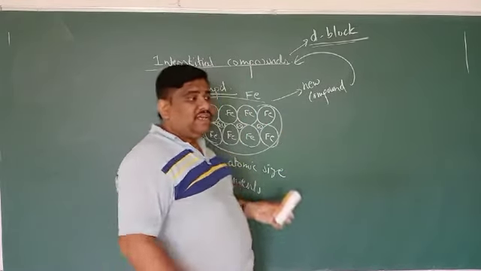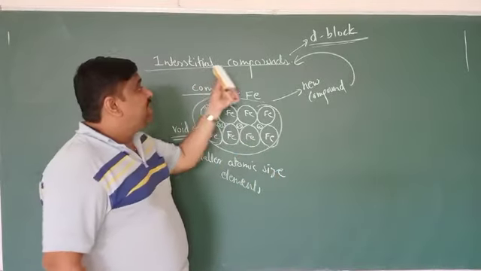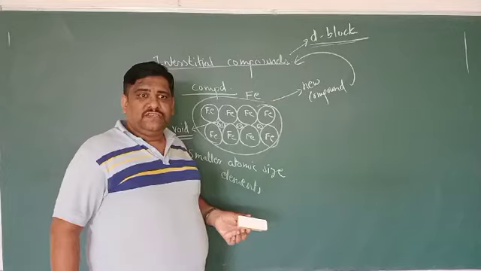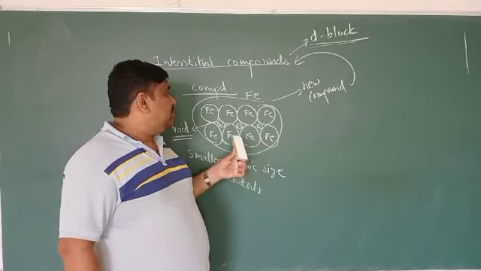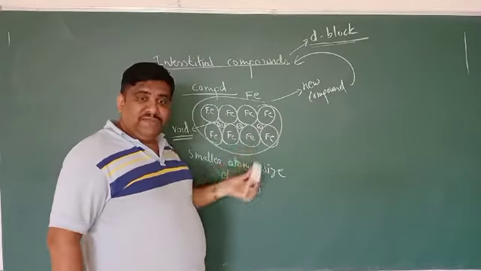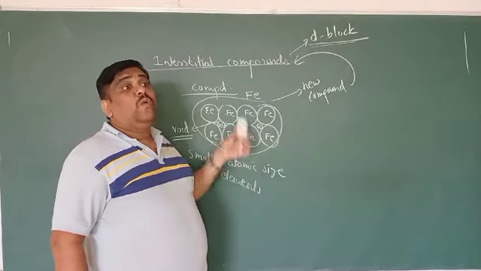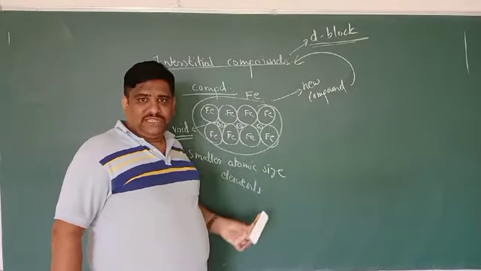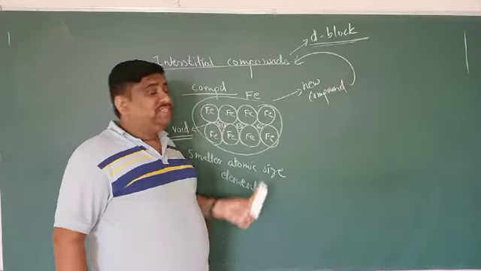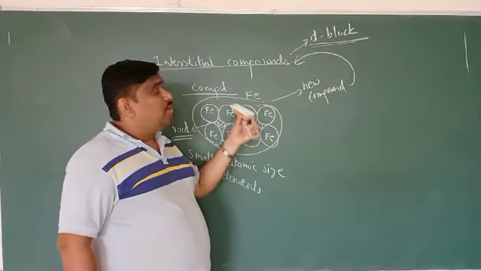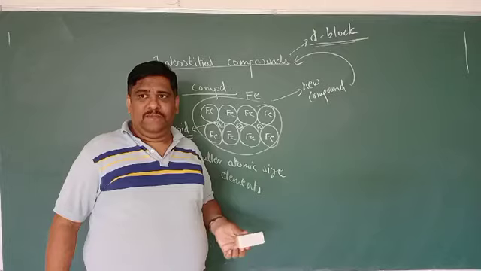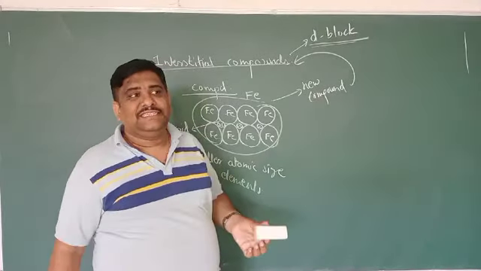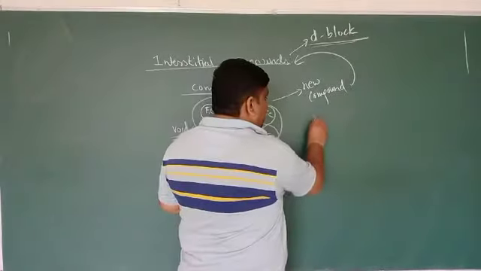So this is about the next property, that is the interstitial compounds. Got it? So you can remember what is meant by interstitial compounds and why the D block elements give them. This is one more property of the D block elements. Now the next property we are going to discuss is alloy formation.